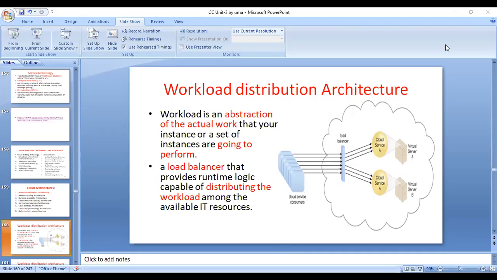That is load balancing. The load balancer provides a runtime logic capable of distributing the workload among the IT resources. The main work of load balancing is the distribution of different tasks among the IT resources. Here it distributes the tasks to different resources. That is called load balancing.